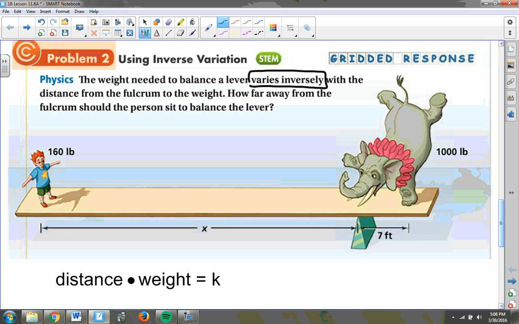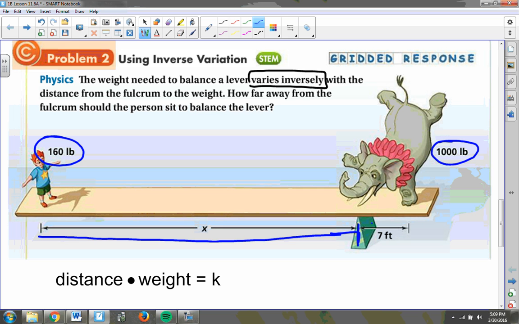Okay? So we have this person. They weigh 160 pounds. We don't know how far away they need to be from this fulcrum, this balancing point here, but that's what we're trying to find. What we do know is that there is an elephant that weighs 1,000 pounds, and that's that elephant, looks like a she, I guess, wearing that pink flowery bow, is 7 feet away from the fulcrum. So we're told that distance and weight vary inversely in this situation.